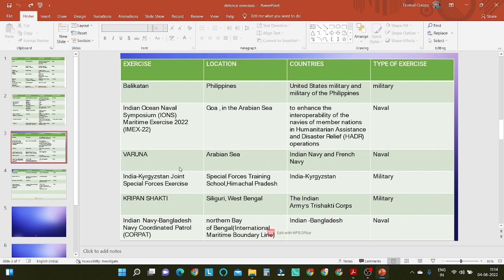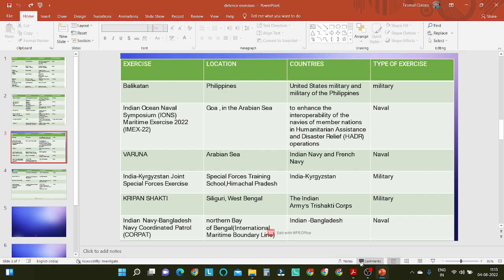The next exercise is the India Kyrgyzstan Joint Special Forces exercise. It is taking place in Himachal Pradesh. Earlier we saw that in Himachal Pradesh we have a cold desert, and we also saw that the Great Himalayas pass through Himachal Pradesh. So in this way they are repeating the factual data which are to be remembered. In this way we can remember the data for a longer time.